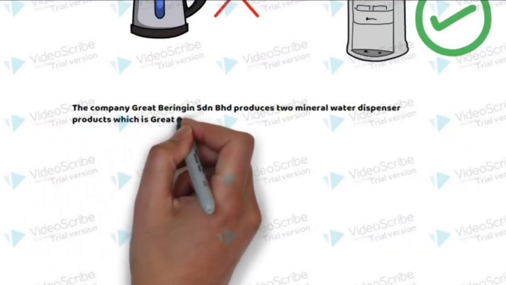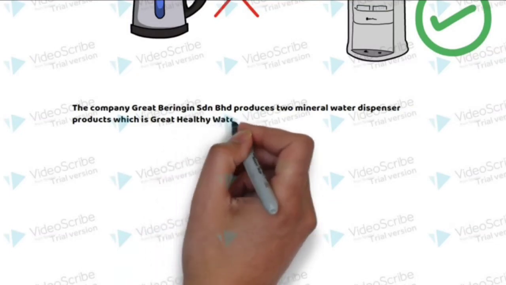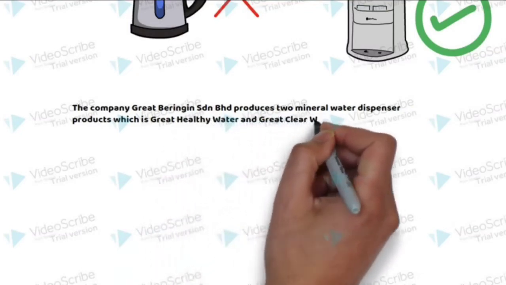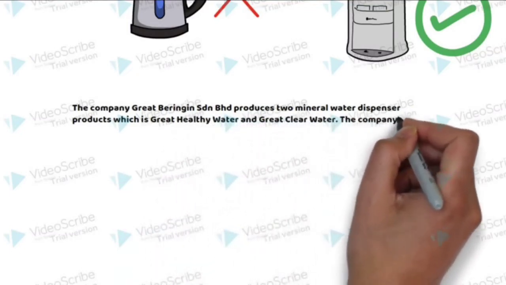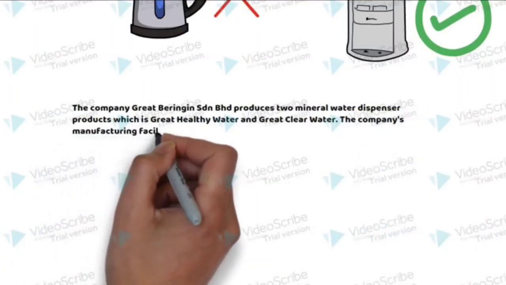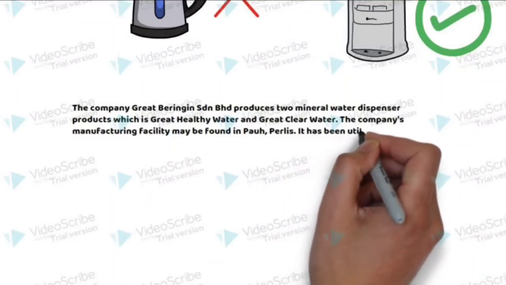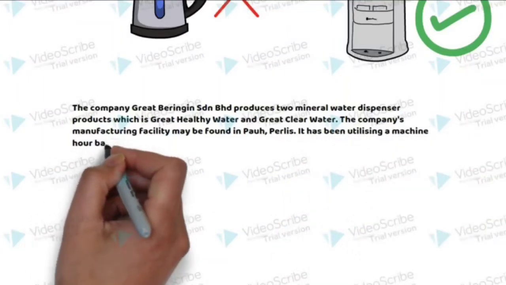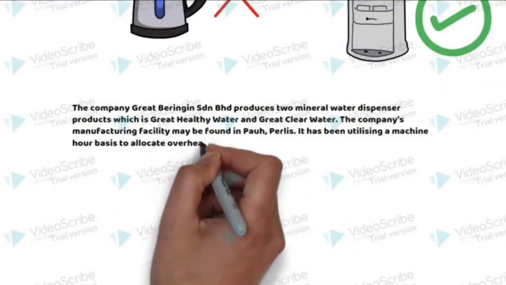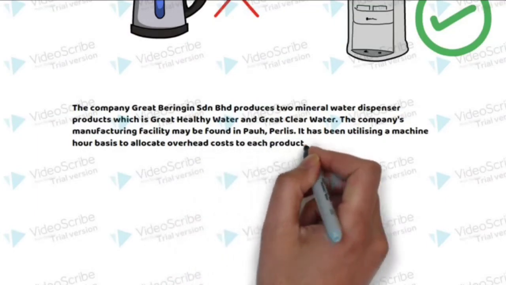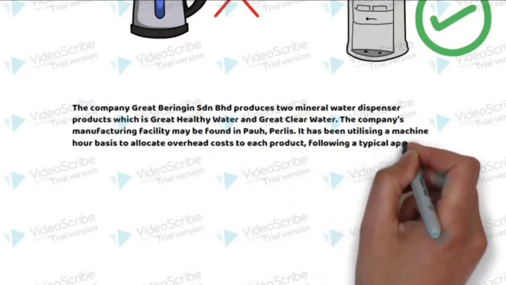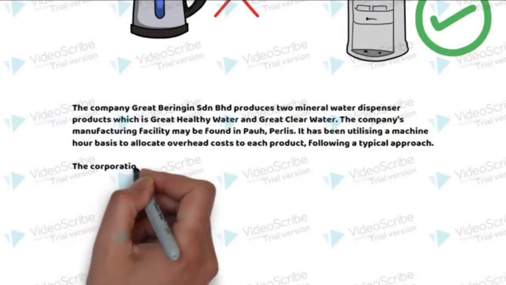2021602716. The introduction is about the company Great Britannia Sdn Bhd, which produces 2 mineral water dispenser products, Great Healthy Water and Great Clear Water. The company's manufacturing facility may be found in Pau Place. It has been utilizing a machine hour basis to allocate overhead costs to each product, following a typical approach.